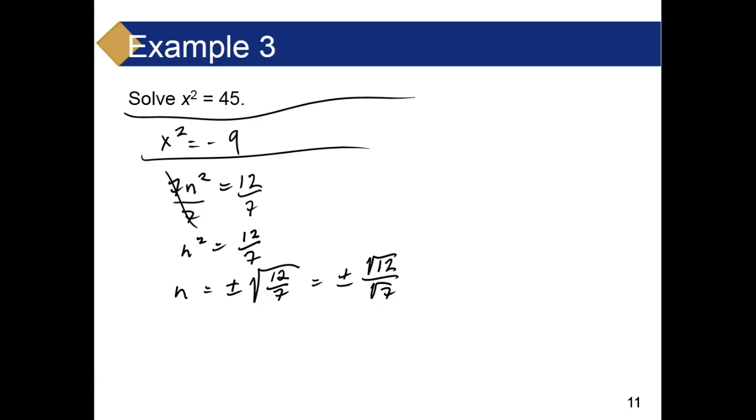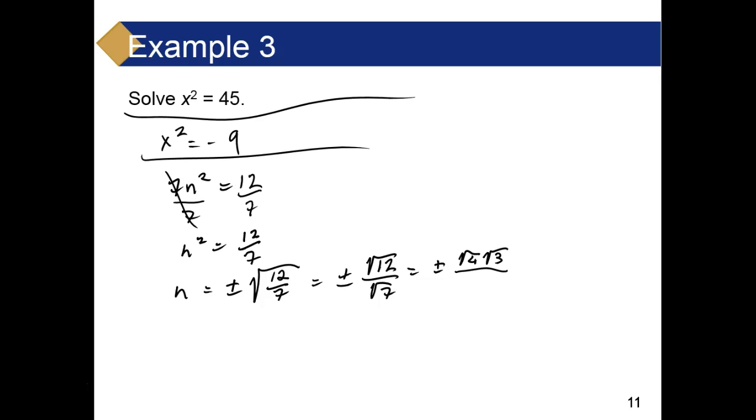But what do you notice we can do here? What does 12 have? Say again? Yes, you can take out a 4. So this is going to be plus or minus the square root of 4 times the square root of 3. Excellent. Divided by, now, we don't want radicals in our denominator. So it's something we can do to get rid of the radical in the denominator. And by the way, does anyone want to know the reason we don't want radicals in the denominator?